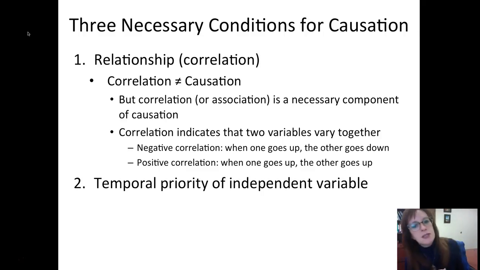The second condition that is important for making a claim of causality or causation is temporal priority of the independent variable. And what that means is that the variable that you're thinking about as being the variable that causes a change in another variable comes before the other one.